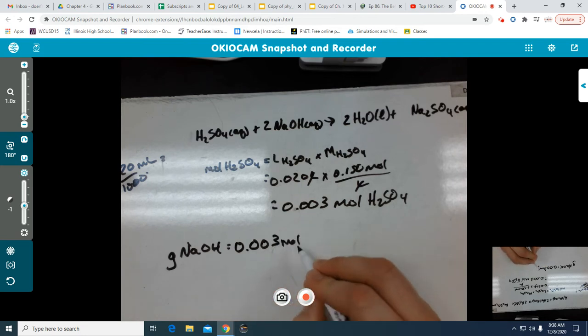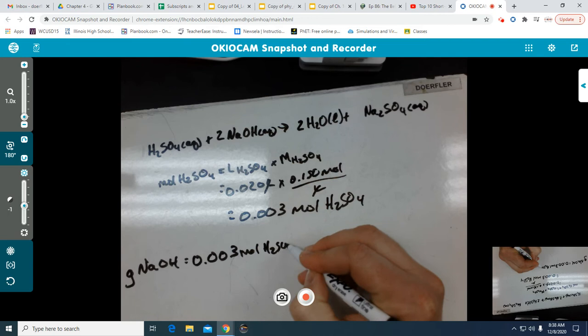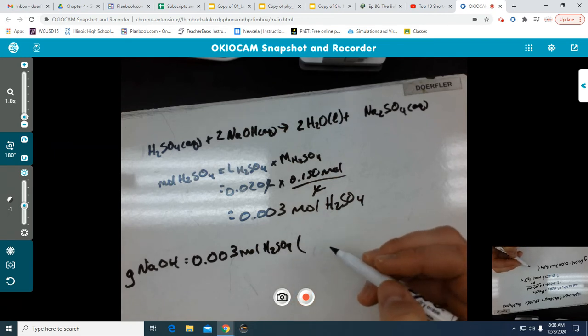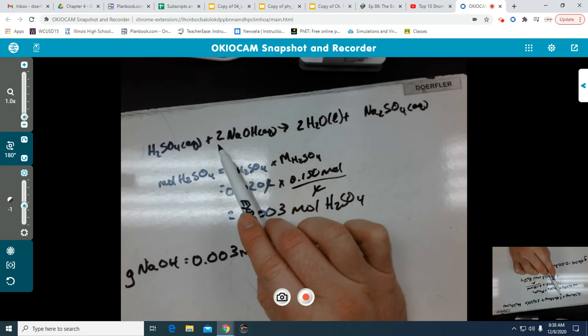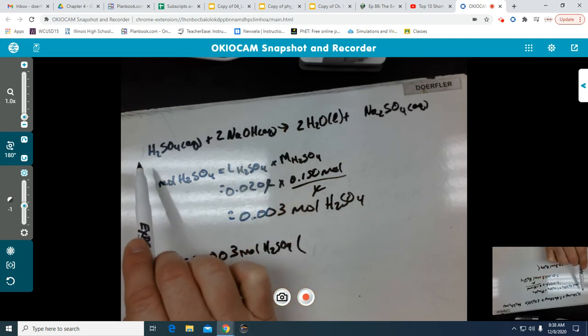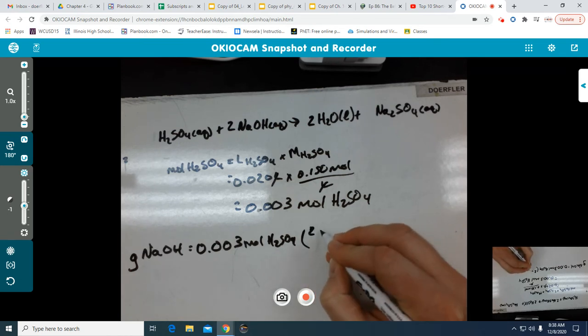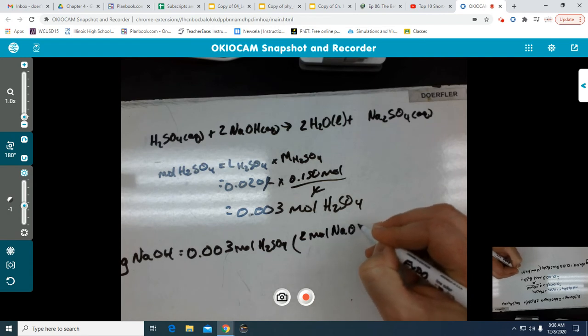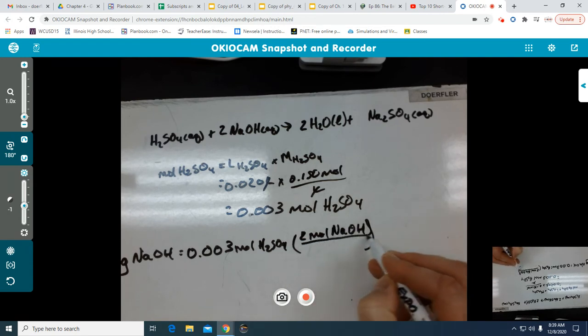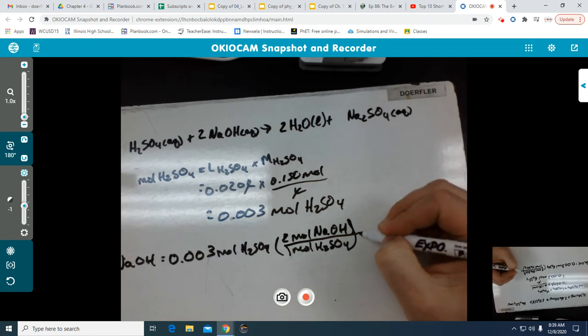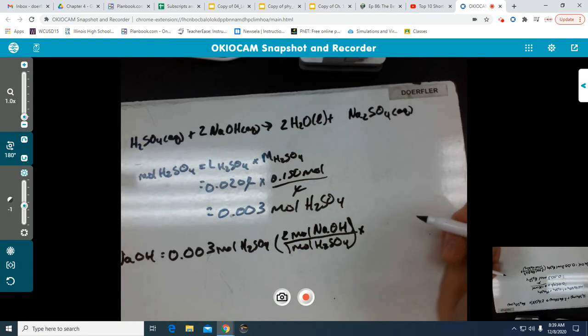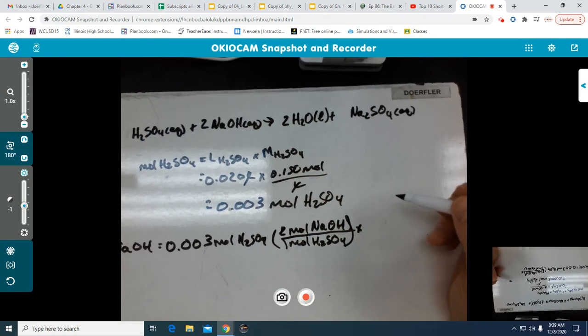0.003 moles H2SO4. Then I'm going to multiply it by the mole ratio. We find that we have a coefficient of 2 in front of sodium hydroxide and no coefficient in front of the sulfuric acid. So it's a 2-to-1 sodium hydroxide to sulfuric acid. So 2 moles of NaOH goes on top, and 1 mole of H2SO4 goes on bottom. And like I mentioned, I'm going to do the final step and use the molar mass of sodium hydroxide to help determine how many grams of sodium hydroxide are needed.